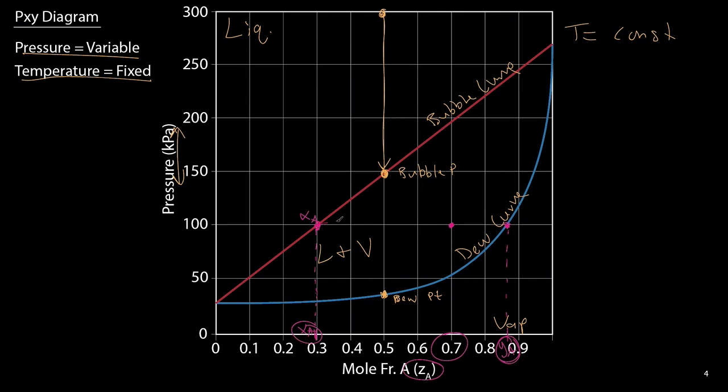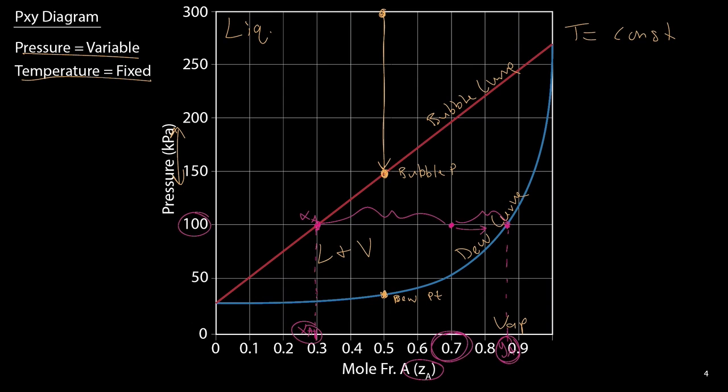By the lever rule, we can see that this distance here is quite long and this one is quite short. So in the condition of 100 kilopascals and 70% A total composition, we can see that it is mostly vapor because that vapor has more material and sort of tugs and pulls that dot closer according to the lever rule.